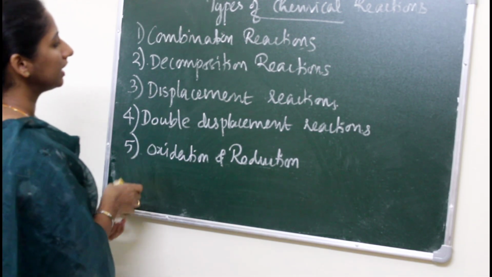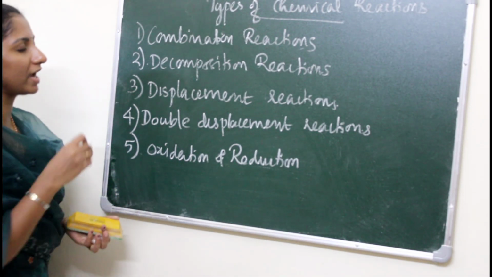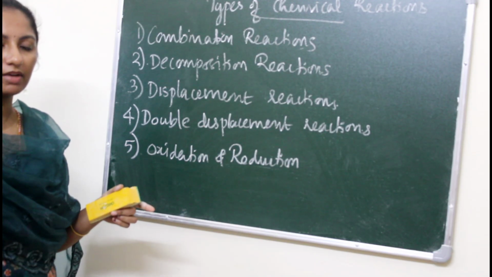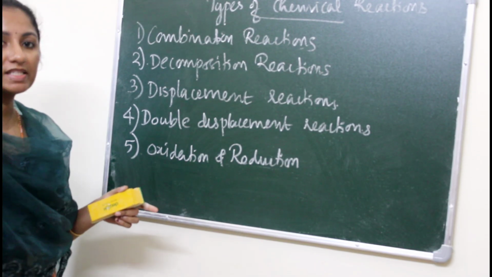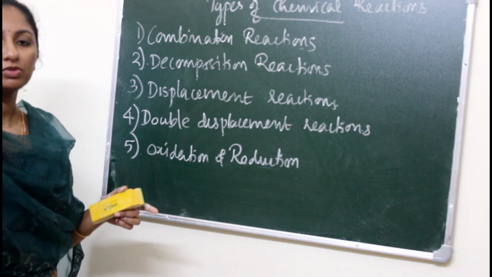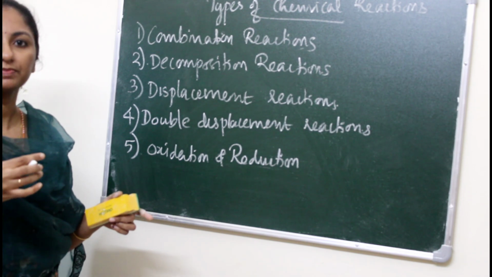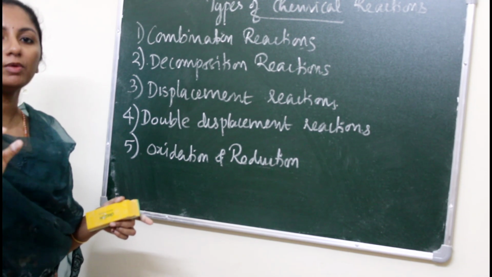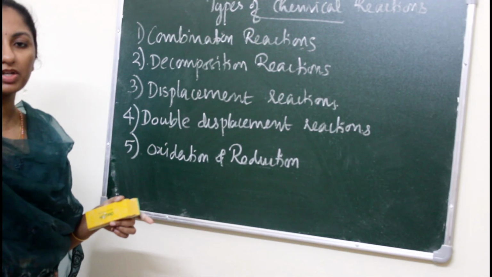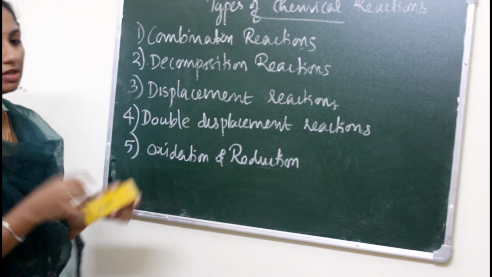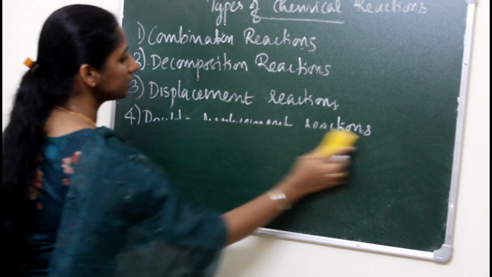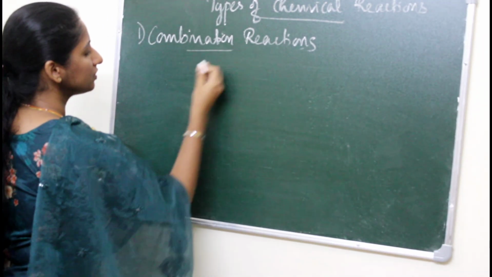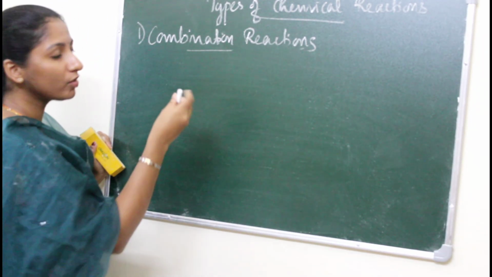So let's take the case of combination reaction. In combination reactions, we are getting a single product from 2 or more reactants. Such reactions we can call combination reactions. That is, in combination reactions we are taking 2 or more reactants.